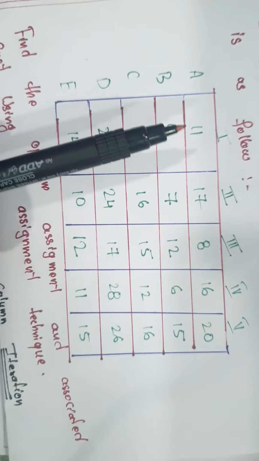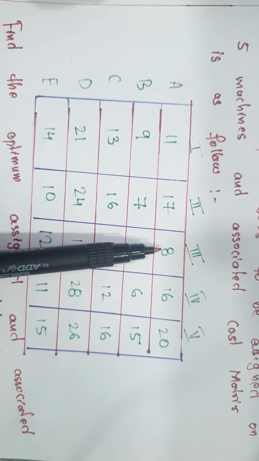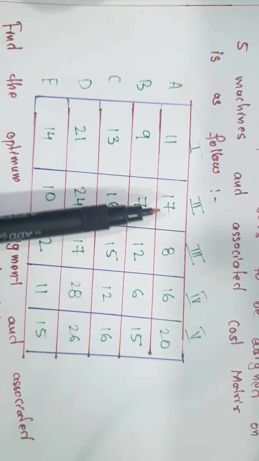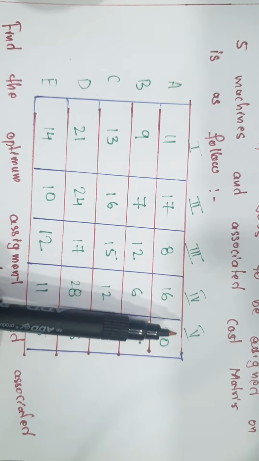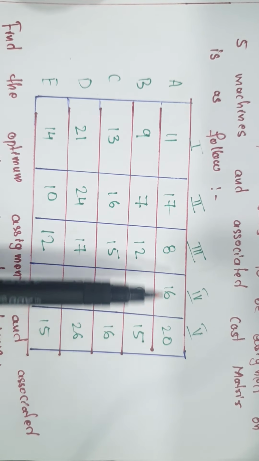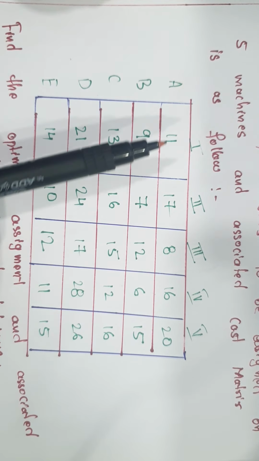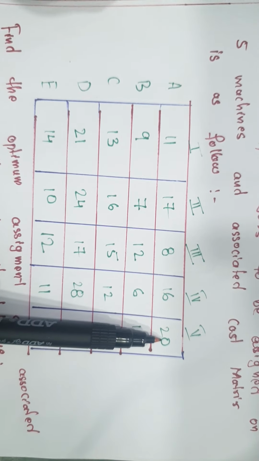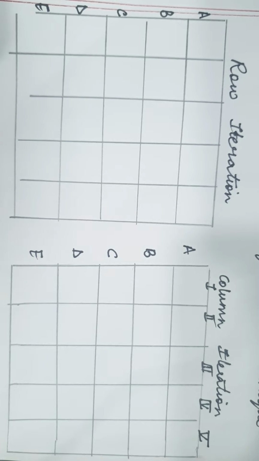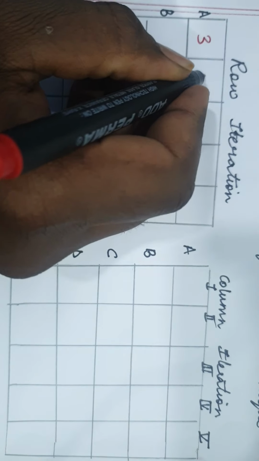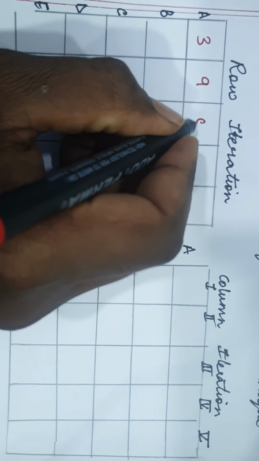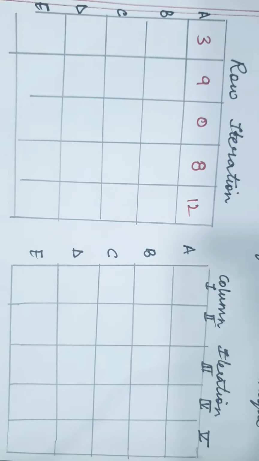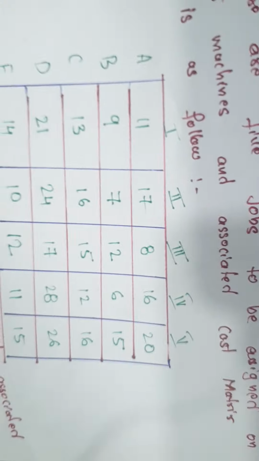In the row operation you have to check. Here 11, 7, 8, 16, 20. Which one is the least value among these 5? Total how many are there? 1, 2, 3, 4, 5. As you can see, 8 is the least value. So 11 minus 8, 17 minus 8, 8 minus 8, 16 minus 8 and 20 minus 8. 11 minus 8 is 3, next is 9, 8 minus 8 is 0, 16 minus 8 is 8, 20 minus 8 is 12. So we completed the first row.